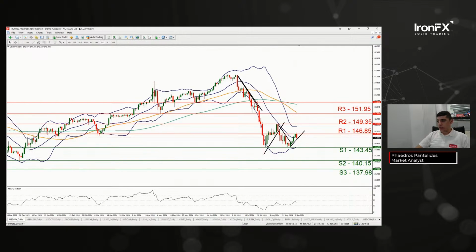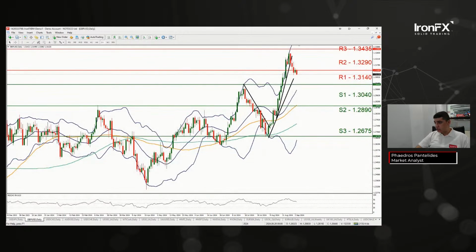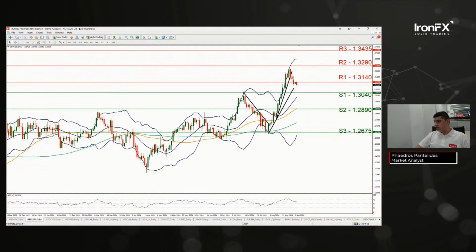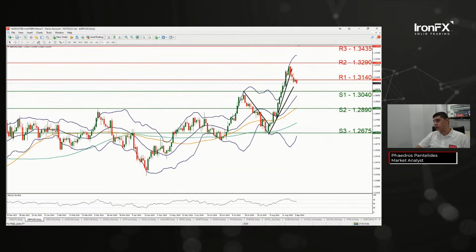So this was the USD against the JPY in terms of technicals. For the British pound, we can keep our support and resistance levels. Note this was support, turned to resistance, still validated, failed to break above, gathered sell orders, and is now on its way down to 1.3040. Lower than that, we have S2 at 1.2890. Then you have S3 at 1.2675.